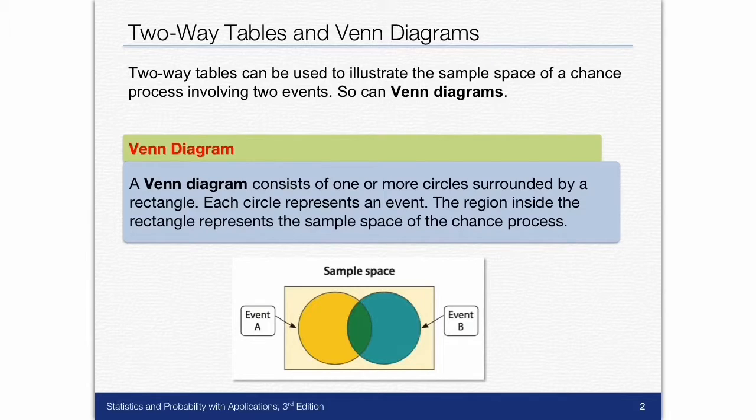A Venn diagram consists of two or more circles surrounded by a rectangle. Each circle represents an event, and the region inside the rectangle represents the sample space of the chance process. So here's a generic Venn diagram. See event A and event B, and the overlap is where both of them are true. And this rectangle around them gives you this free space, this lighter yellow color, where neither of them are true.